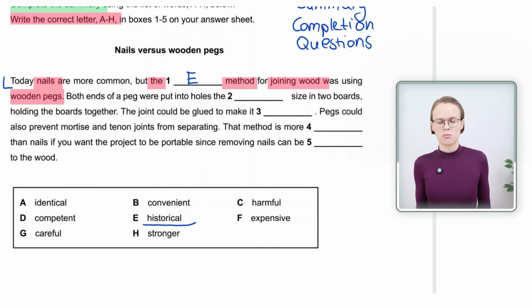So this is how summary completion questions work. First, you have a look at the gap, you have a look at the words around the gap, then you go to the passage, look for keywords or paraphrasing to find the relevant information, and after that you have a look at the answer choices and check which one fits best.